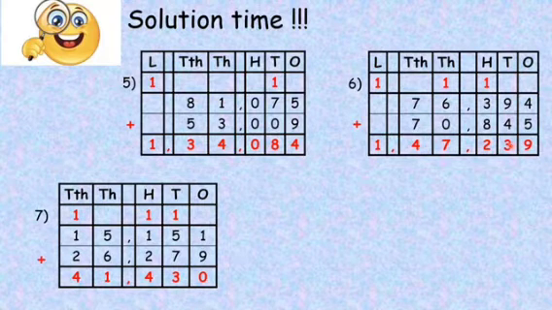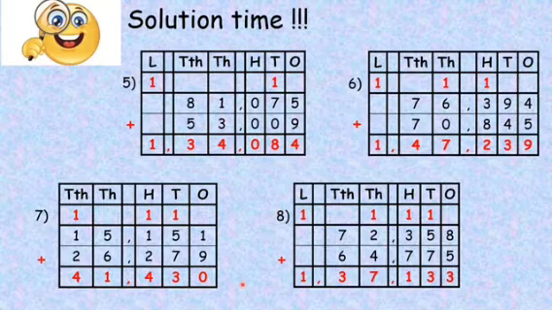Now seventh problem, 15,151 plus 26,279 gives us the sum of, did you all try, children? 41,430. Next, 72,358 plus 64,775 gives you a sum of 1,37,133.